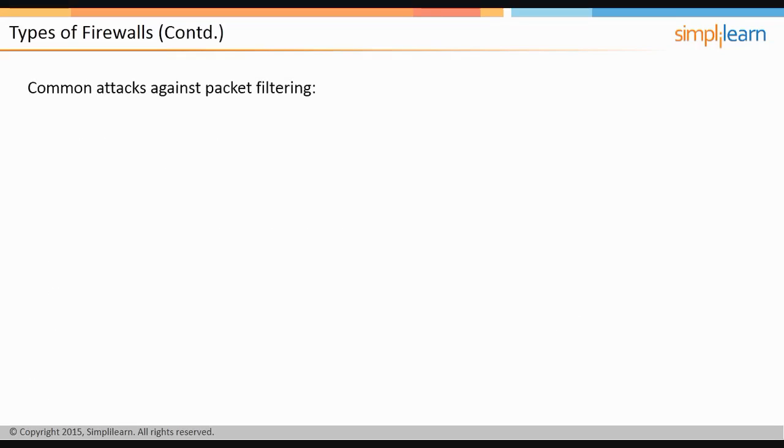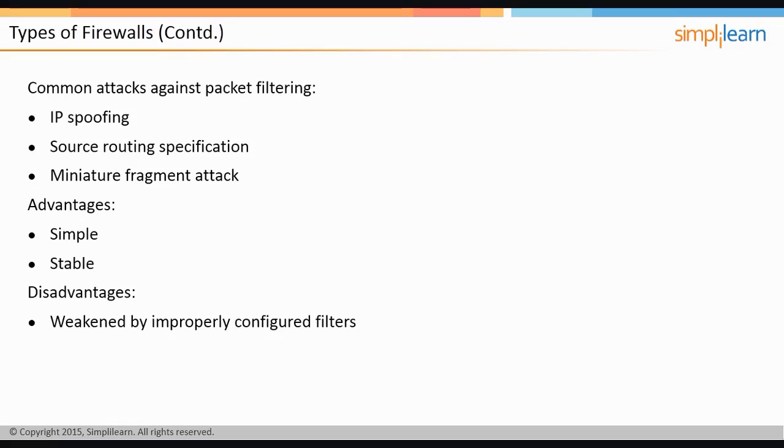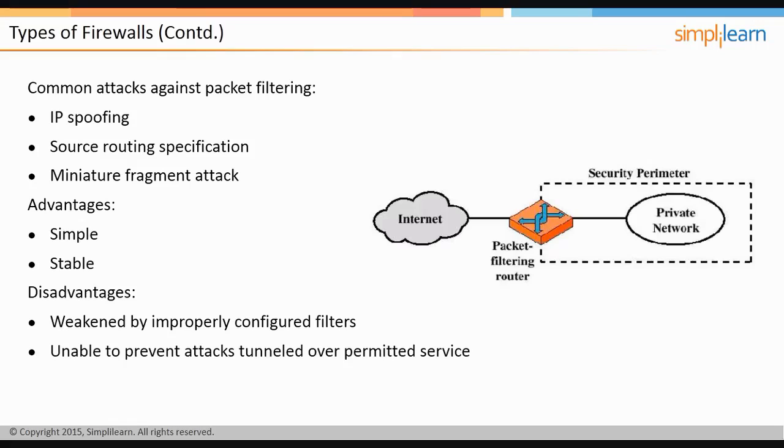The common attacks against packet filtering are IP spoofing, source routing specification, and miniature fragment attack. This method is simple and stable. The demerit is that it is easily weakened by improperly configured filters. Also, it is unable to prevent attacks tunneled over permitted service. The diagram in the slide describes this type of firewall.